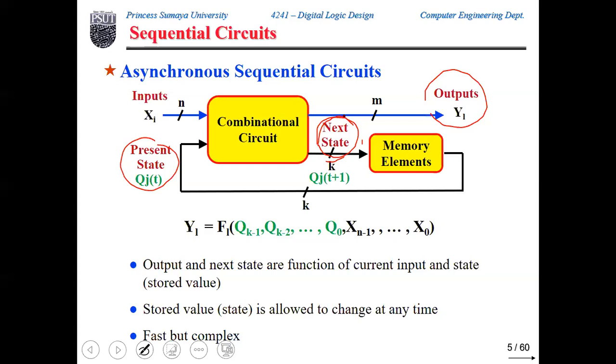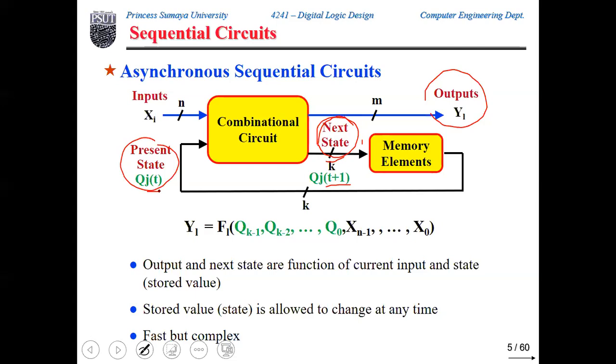And we said this notation is basically to reflect the dependence on time. t implies now, t plus 1 implies the value in the future, the next value, the value to be. So these are the main differences between sequential and combinational circuits.